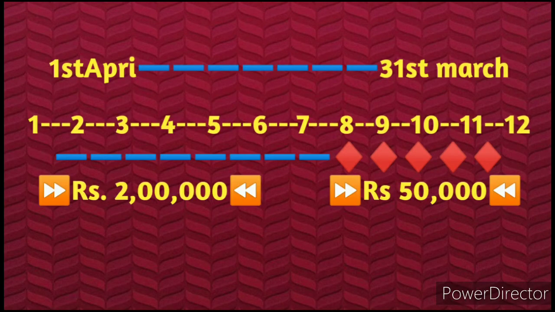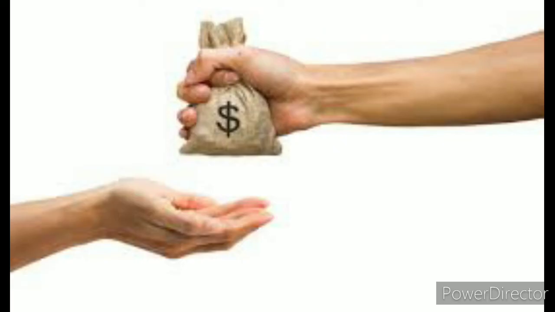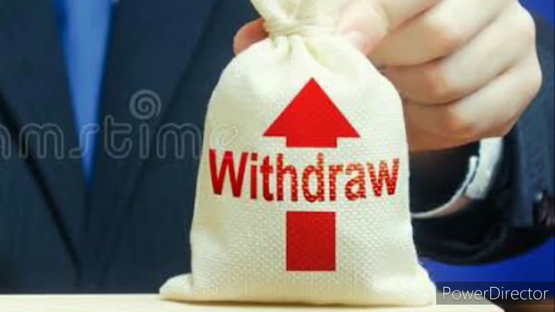Now we don't have the initial rupees 2 lakh as capital. Then how can we get interest on 2 lakh, right? If we invest more capital, we will get interest on additional capital too. In the same way, when the money is withdrawn, the company pays interest on only as much as is left. Now let's see how the interest is calculated in this case.